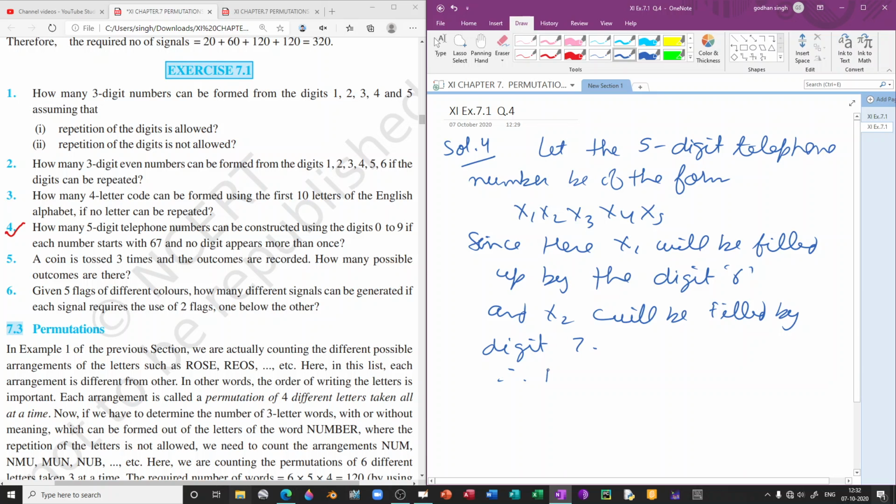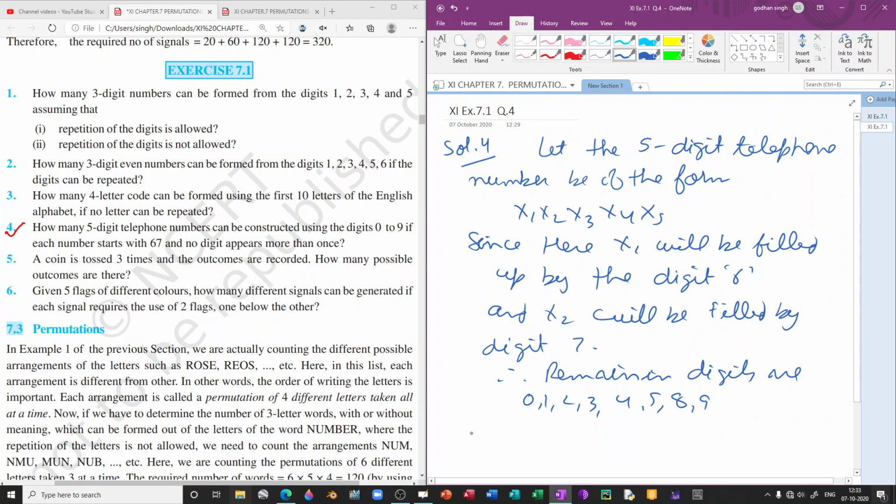Therefore the remaining digits are 0, 1, 2, 3, 4, 5, then 6 and 7 have been used, so 8 and 9. So how many are there in total? This is 10 minus 2, that is 8. So there are 8 digits which can be used. Now x1, x2 are already filled up, so to get the 5-digit telephone number, we'll have to start filling with x3.